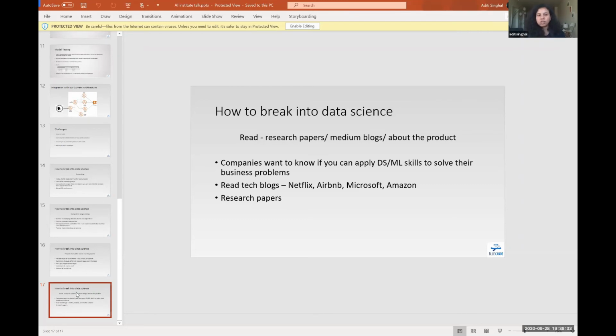Yeah. So these are some tips that I had for cracking data science interviews. But in case you have any questions, I'll be happy to answer them. Thanks. It is really helpful. Any questions?